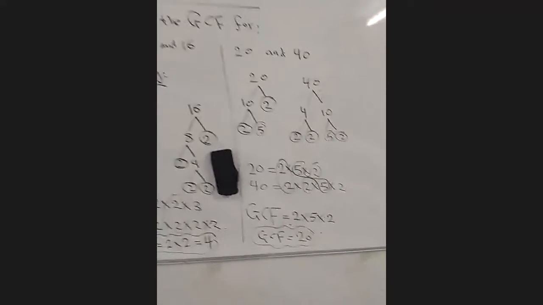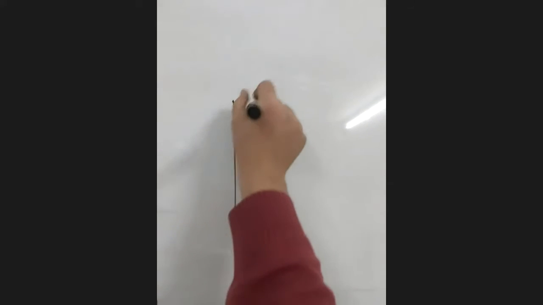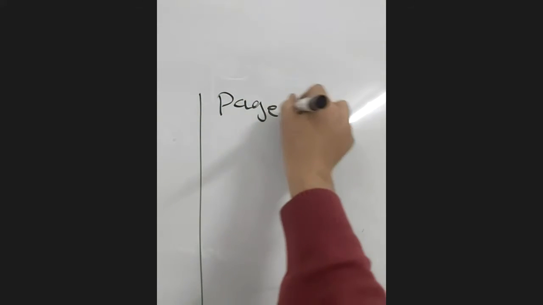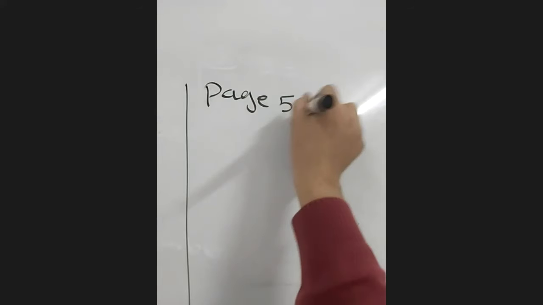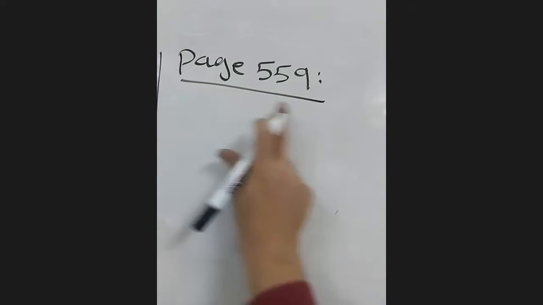Good boy. Let's do exercises from the book with Adam. We are on page 559, guys. All of you go there. Page 559. Yalla, Adam, read. Find the GCF of each set of numbers.